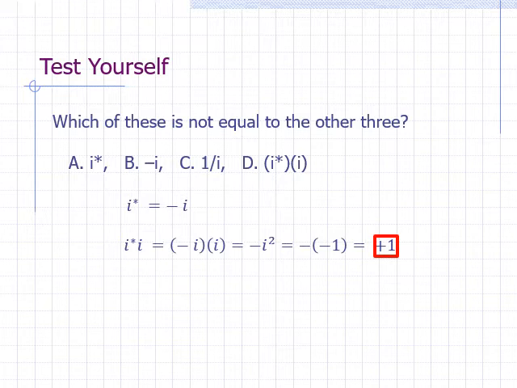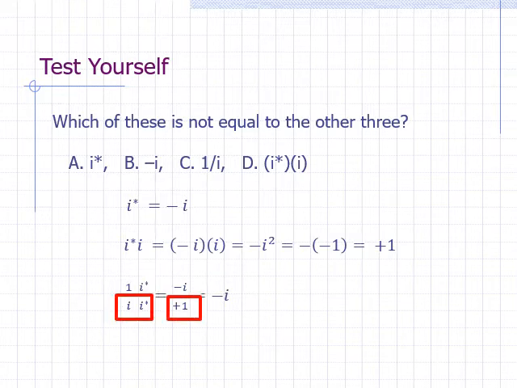What about choice C? We need to get rid of the i in the denominator. To do that, we multiply it by i star. We must also multiply the numerator by i star if we don't want to change the value. Now we simplify. i star in the numerator is just negative i. And we have already seen from choice D that i times i star is equal to positive 1. So our denominator is positive 1. Negative i divided by positive 1 is just negative i, which means choice C, 1 over i, is also equal to negative i, just like choices A and B.